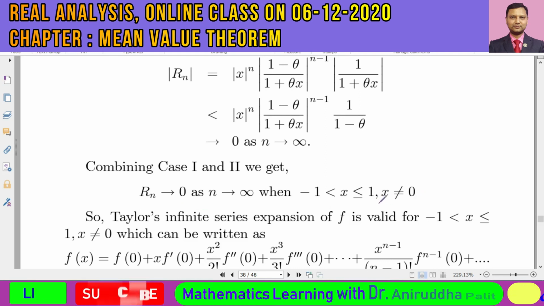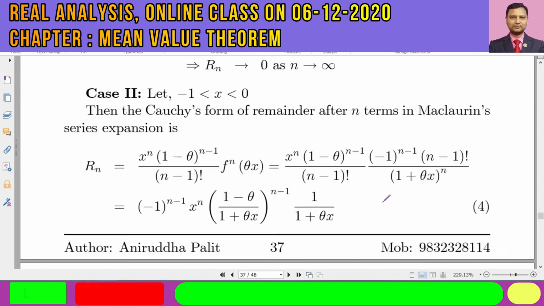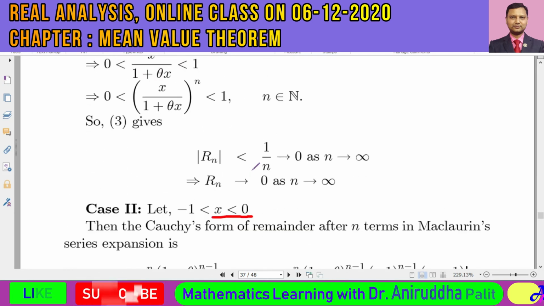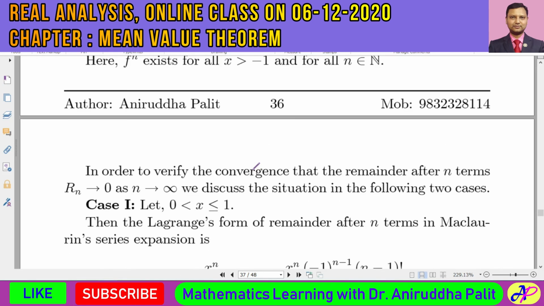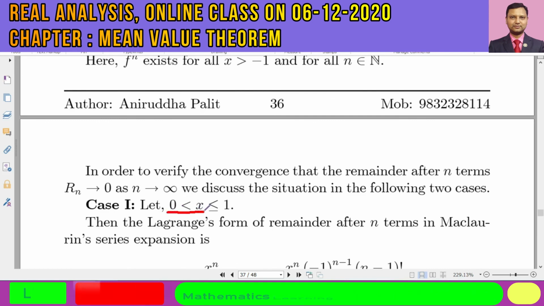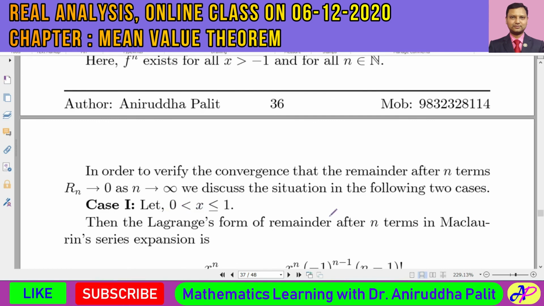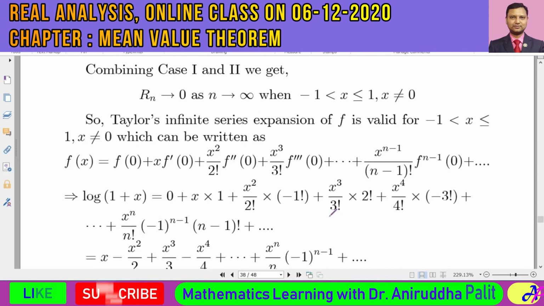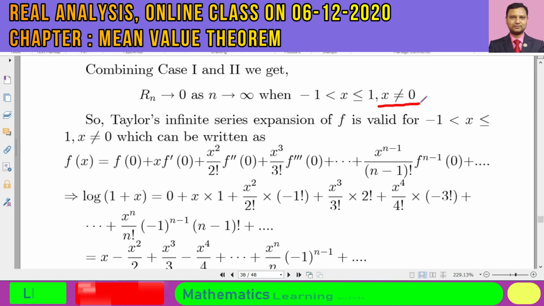And we did not consider x equal to 0, because in the first case we considered the inequality that x is strictly less than 0, and in the second case we considered x strictly greater than 0. So we actually did not consider x equal to 0. Got it? And therefore we impose the restriction that x is not equal to 0.